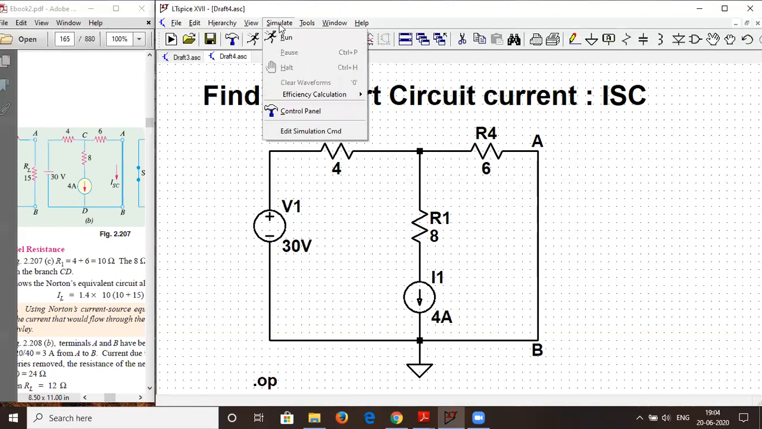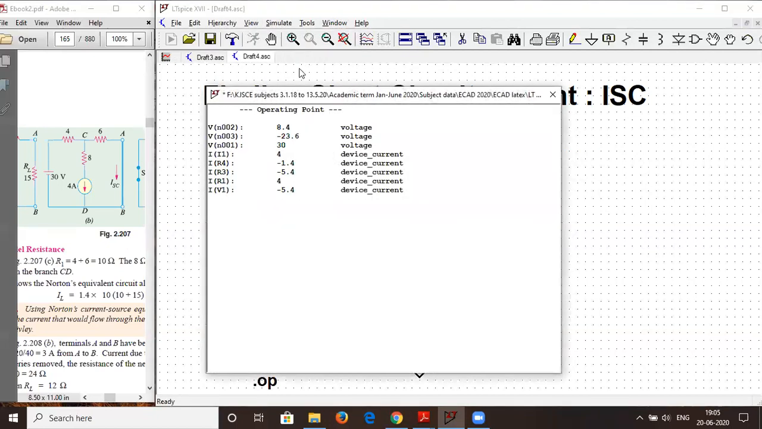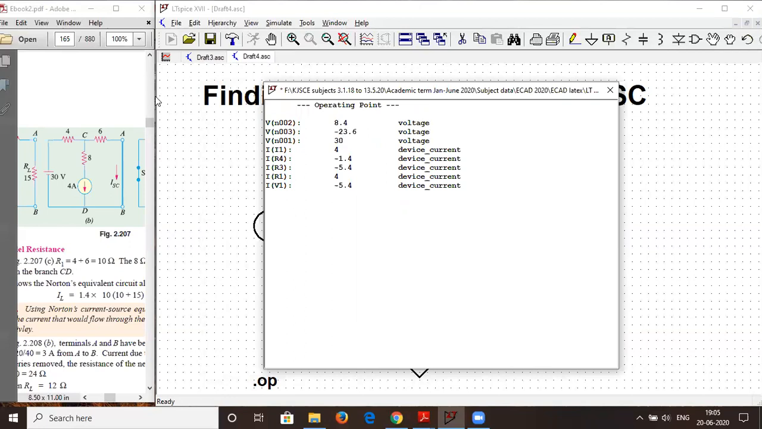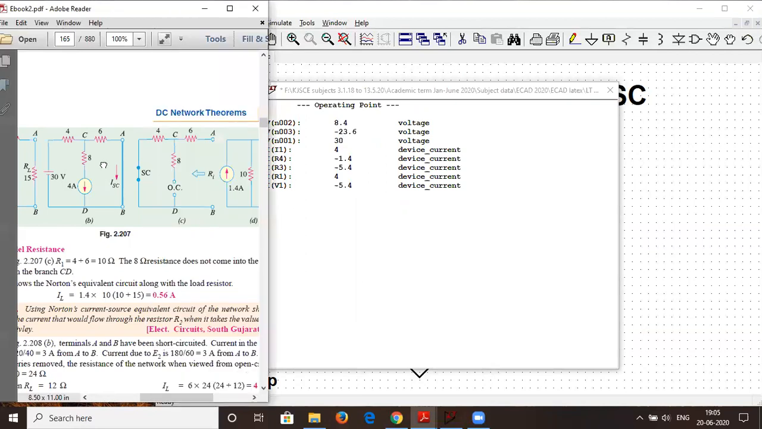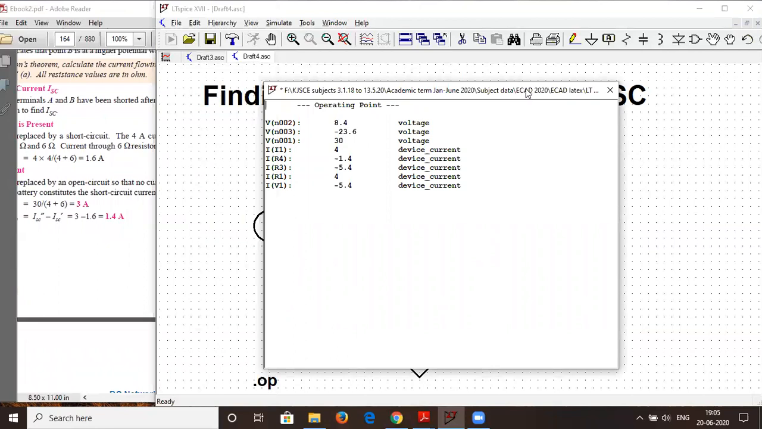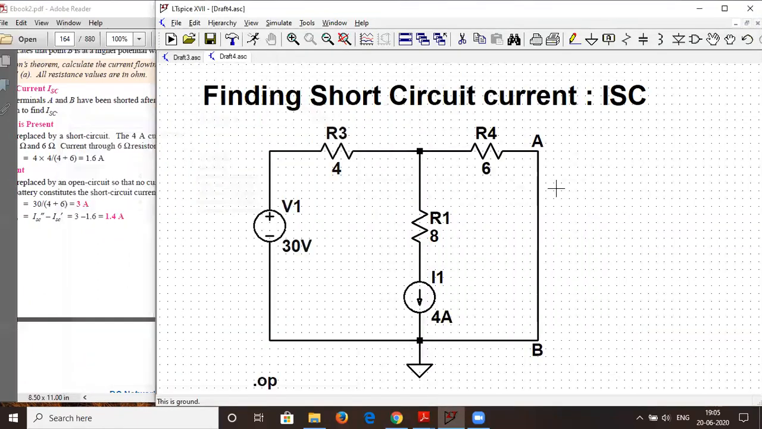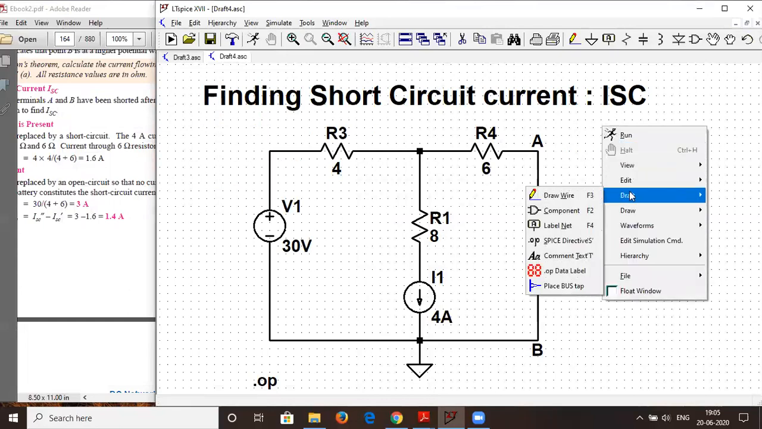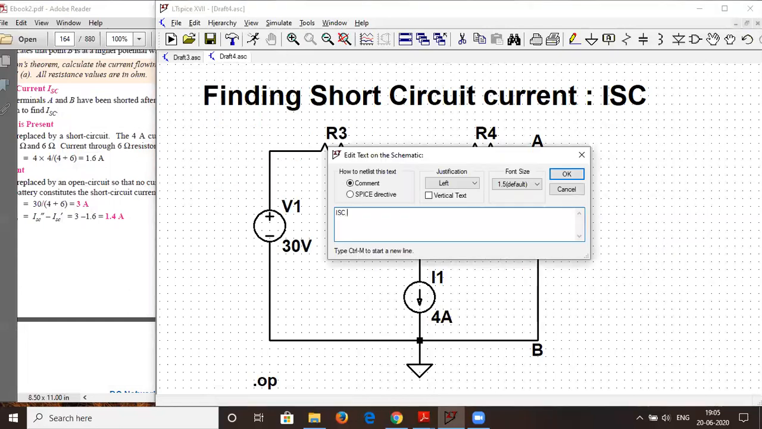So when we simulate this, the current flowing through the R4 resistor is coming out to be minus 1.4. We have already discussed before why the minus sign comes, because LT-SPICE assumes a different direction of the current. So here we write it as 1.4 amperes. So the current flowing, that is ISC, is equal to IAB, which is equal to 1.4 amperes, which we got over here in LT-SPICE.